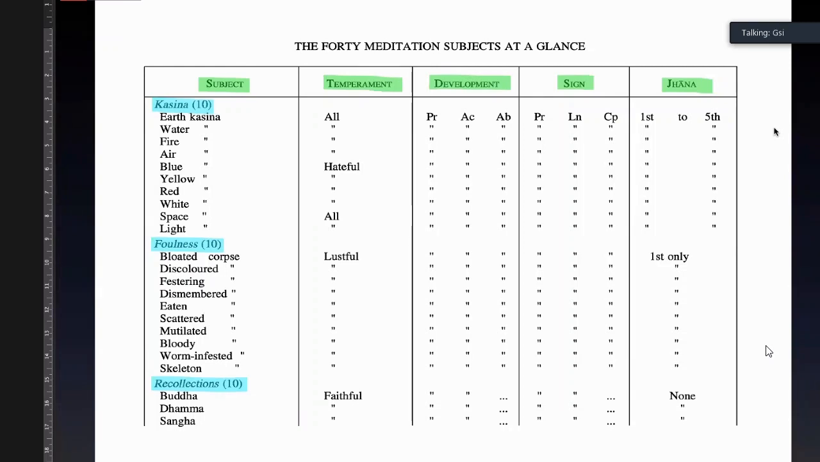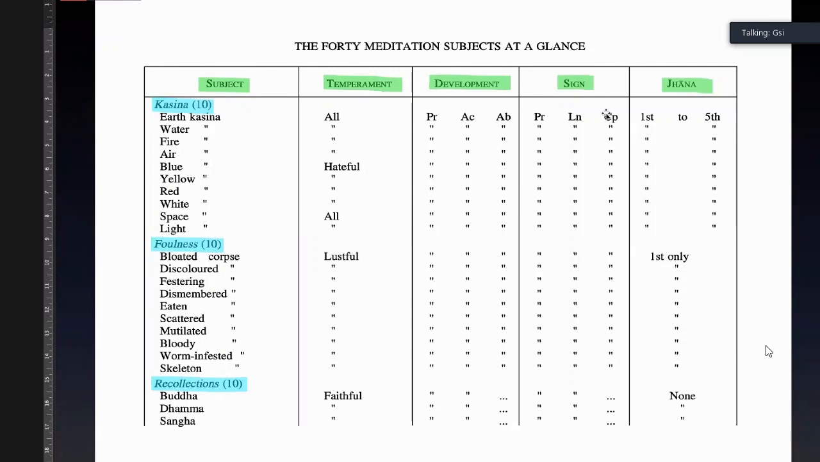The visualization becomes so clear, then you hold on to that visualization as best as you can. Now, when it becomes very clear, it's called the counterpart sign. Okay? So it's called the counterpart sign. So you have the development, you have the sign. All right?